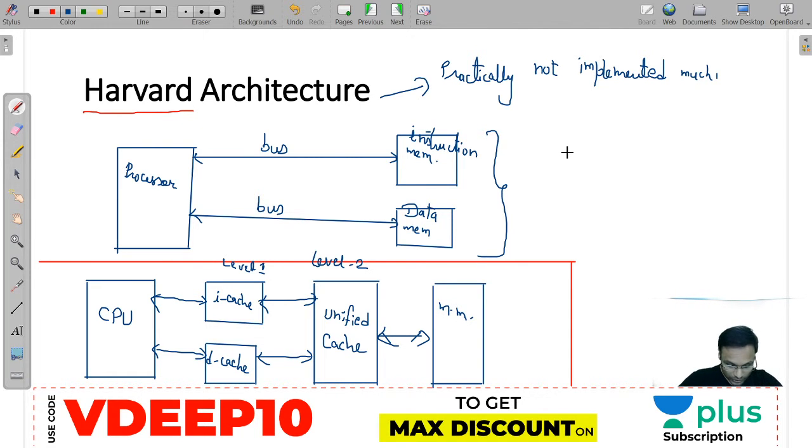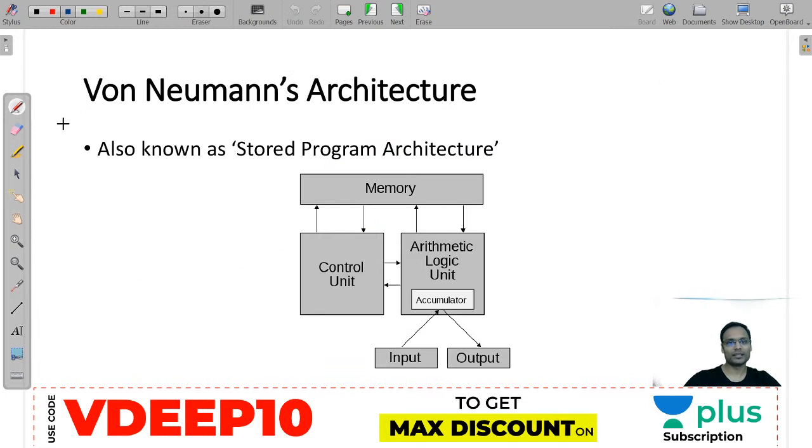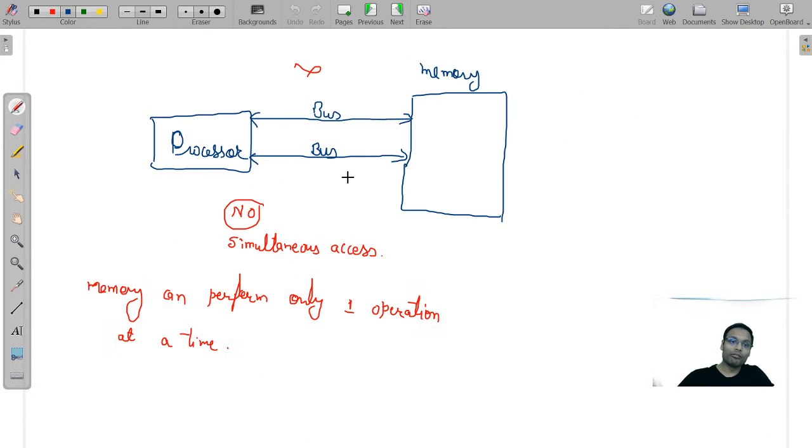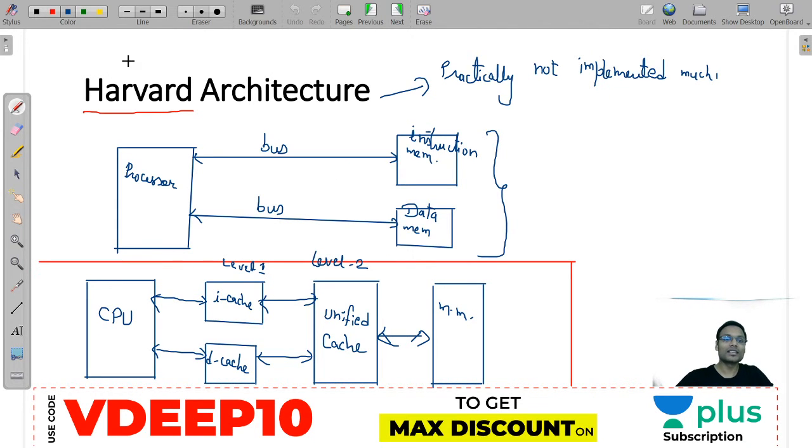Now another question for you guys. Harvard architecture is also a stored program architecture. What is a stored program architecture basically? As I told, Von Neumann is known as stored program architecture. The program is stored in memory. So Harvard architecture is also a stored program architecture. Yes, this is also a stored program architecture. But what is the difference? In one, you are having a single memory, and in the other, you are having two memories. Okay, this much is clear to everybody.